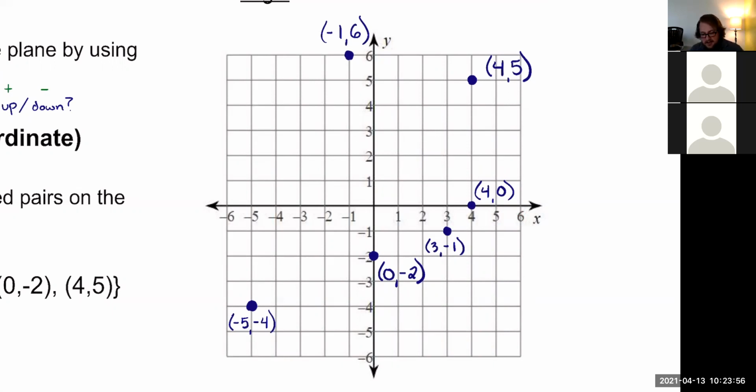Well, they're all on the x-axis, but I'm just going to put a point here. This red point, what would its coordinates be? (2, 0), (3, 0), (4, 0), (5, 0), (6, 0), (-1, 0), (-2, 0), (-3, 0). What's the pattern? 0 as their y coordinate. And that's a fact. Any point on the x-axis always has a y coordinate of 0.